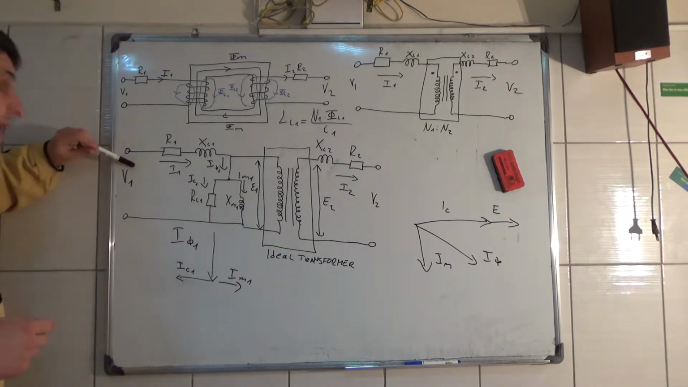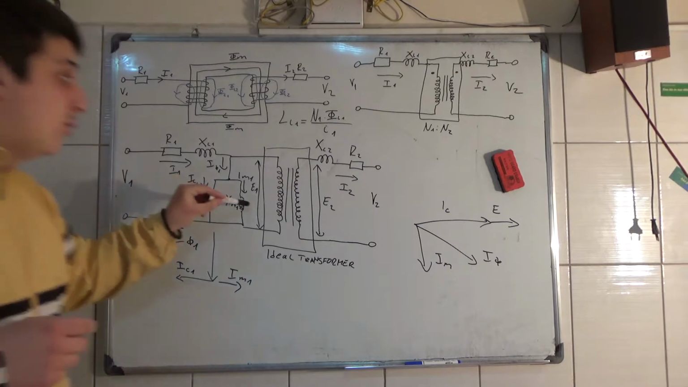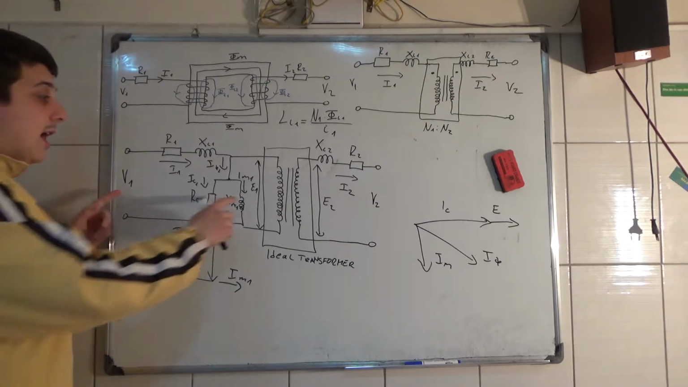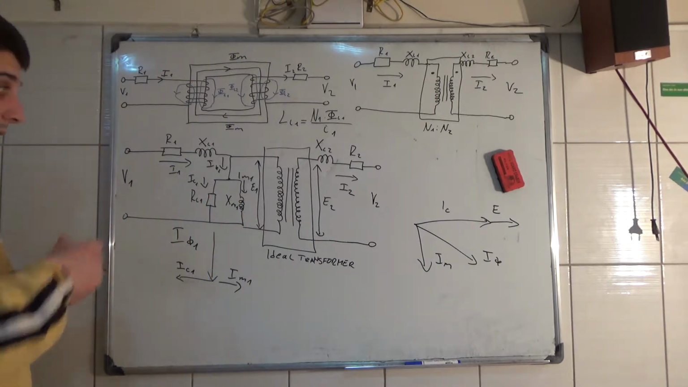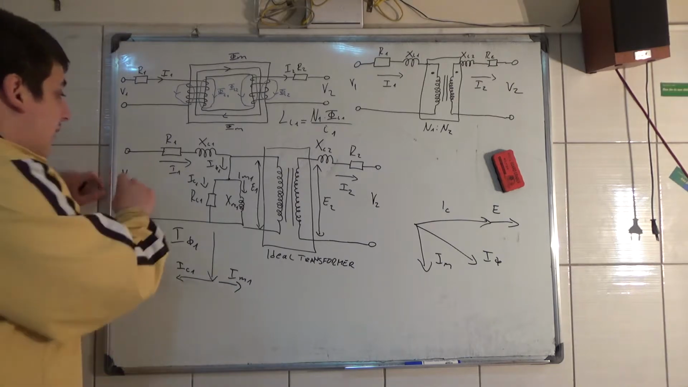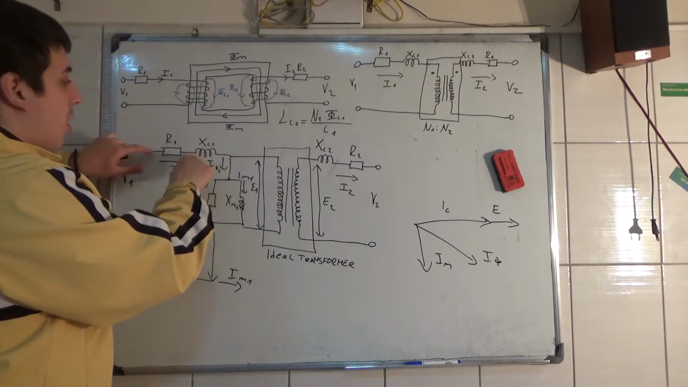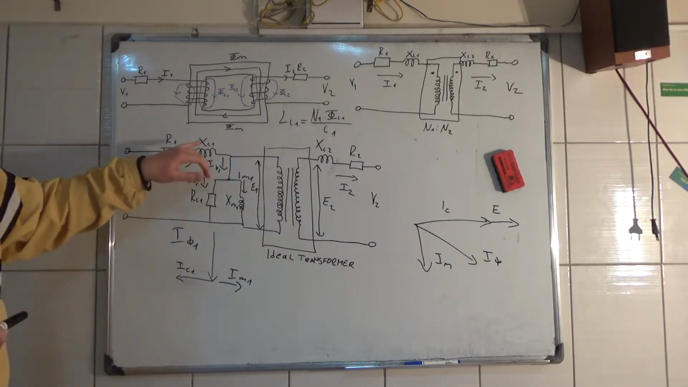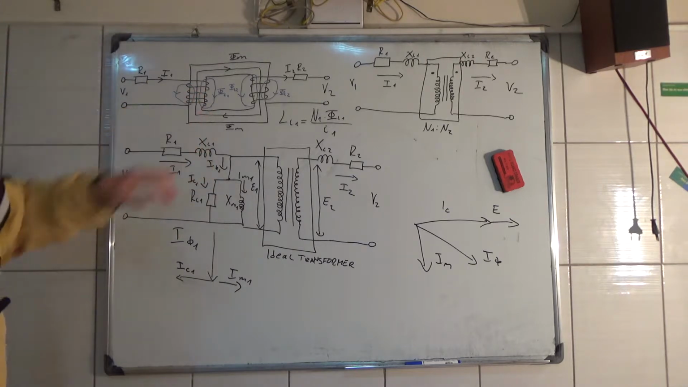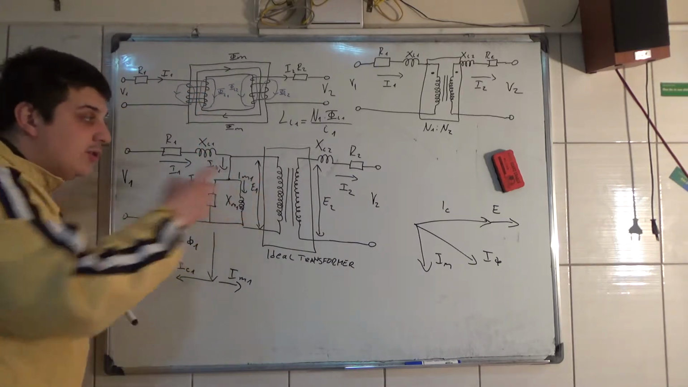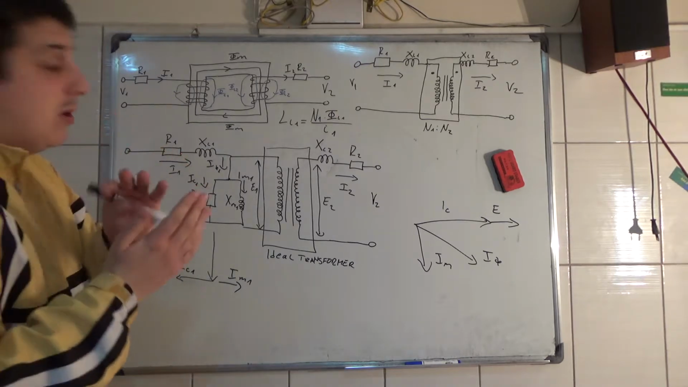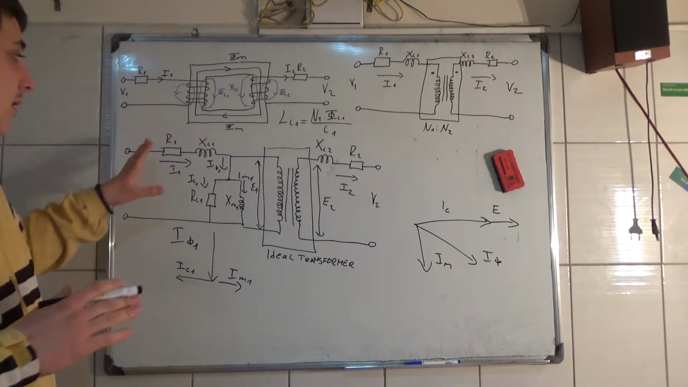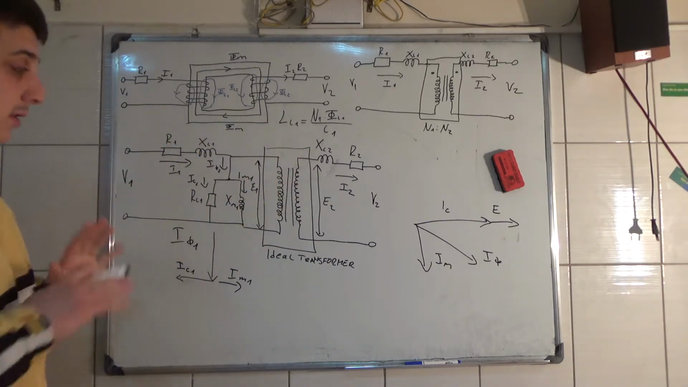Now, as you can see, the supplied voltage V1 and the induced voltage, so this and this, now look at it, are different values. As you can see, there are some voltage drops on the resistance and on the reactance of the flux leakage here, and E1 is usually a little bit smaller than V1 in real life, but you'll see later on that we can transfer this to the other side.